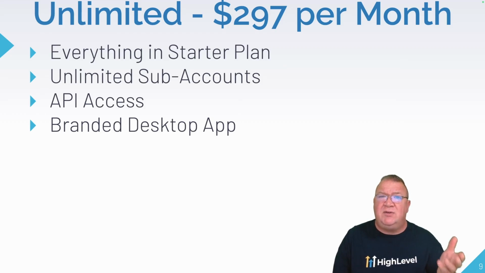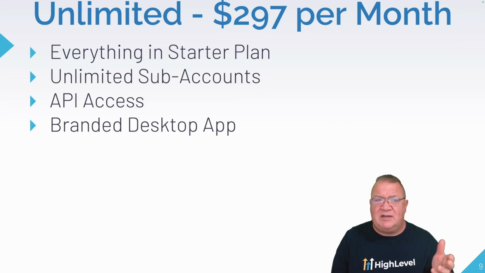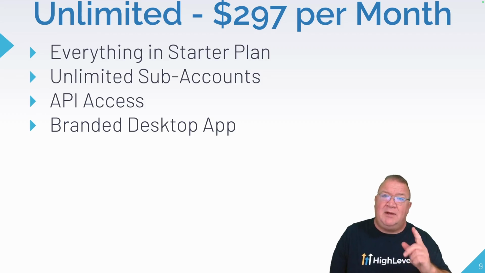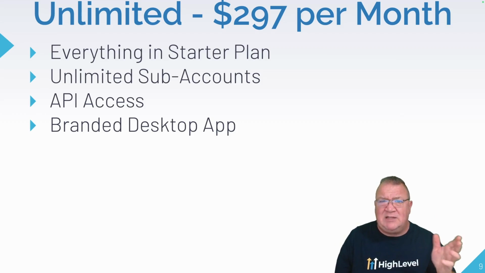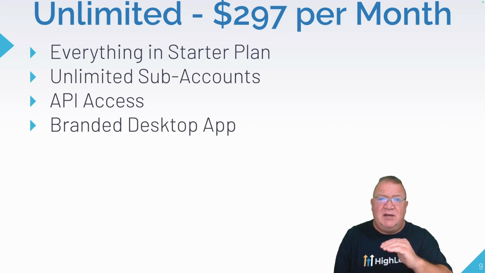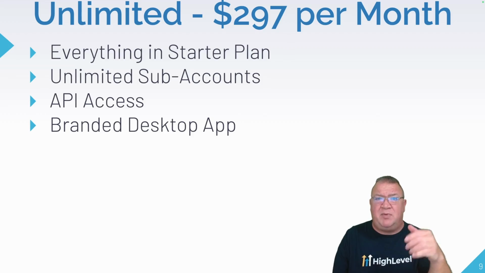Now, the one thing that you get that's a benefit over the $97 plan as well is that the $297 and higher gives you a branded desktop app. Now, this is different than the white label app I spoke about earlier. White labeling just means the ability to create your own custom URL so that when people go to that URL, it'll pull up the software.